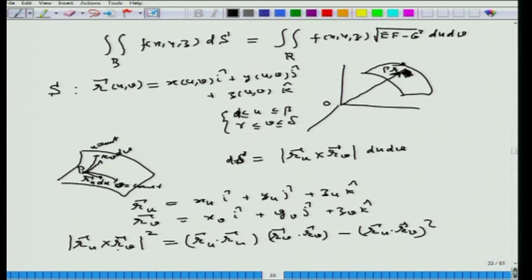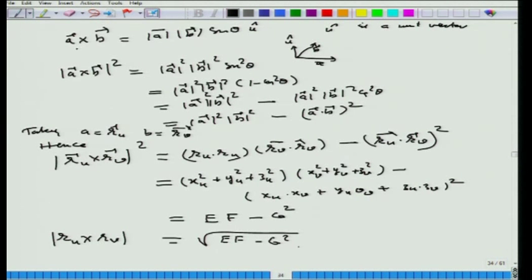Each component gets differentiated partially with respect to those variables, and we get this. And so, for the square of the absolute value of r_u cross r_v, we use the formula which we proved: for any two vectors a and b in R3, the absolute value of a cross b squared is given by the absolute value of a squared times the absolute value of b squared minus (a dot b) squared.